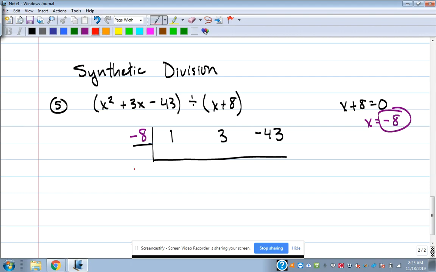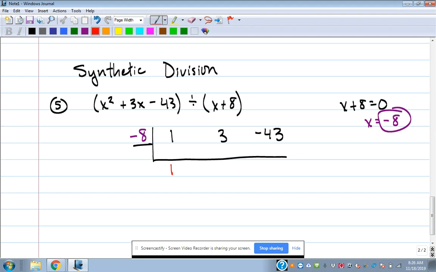Now, here's your first step, every single time with synthetic division: drop the first number down to the bottom, all the way. It's kind of like when you go to the arcade, if you play video games. You've got to put the coin in the slot and let it get started. That's how you start the game with synthetic division. Drop the first one down. It's like dropping the quarter, getting the machine to start working.